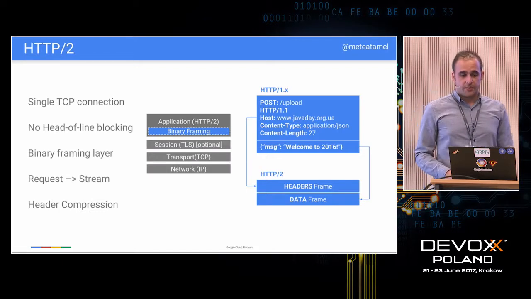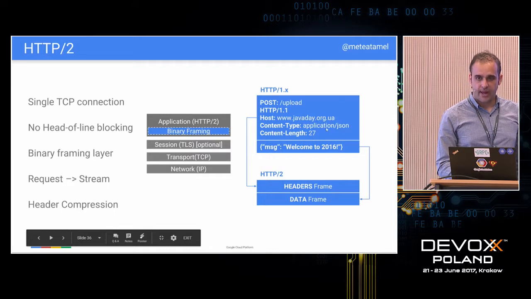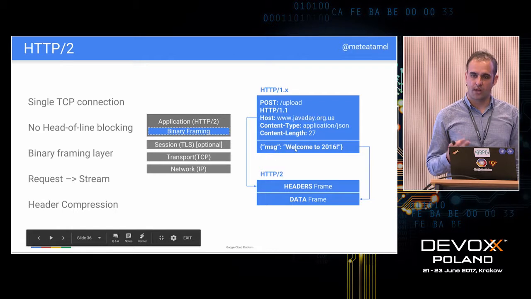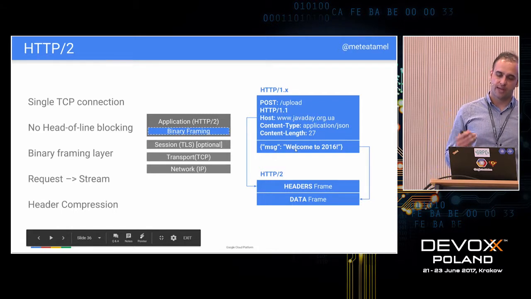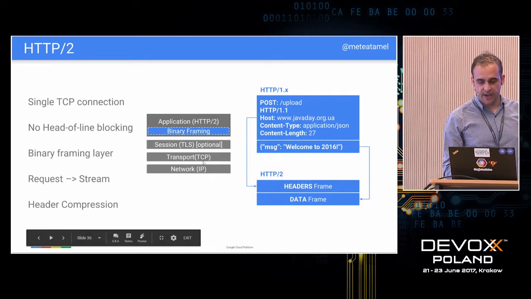So the idea in HTTP 2 is that in HTTP 1.x, you have the headers and the message in one payload. But in HTTP 2, they basically broke that into what are called frames. So you have a headers frame and you have a data frame, and these can be sent separately. That way, you have smaller chunks that you can send back and forth. And this framing is binary, so it's not text-based, so it's much more efficient.